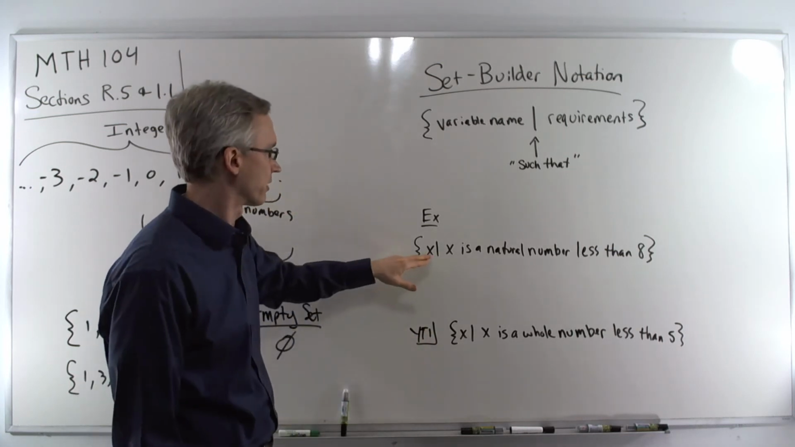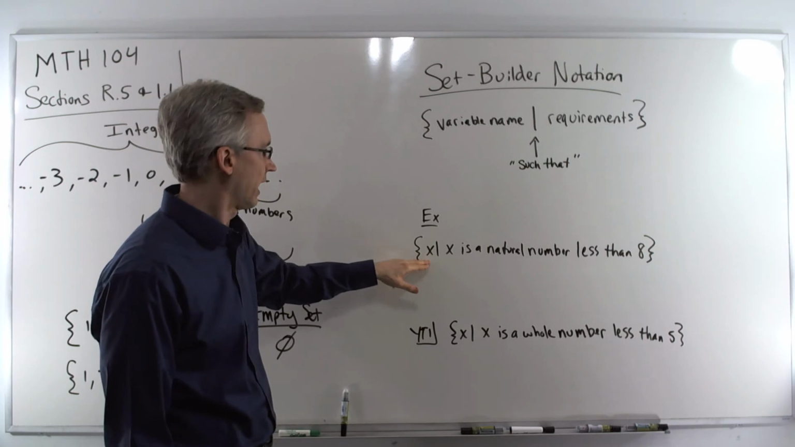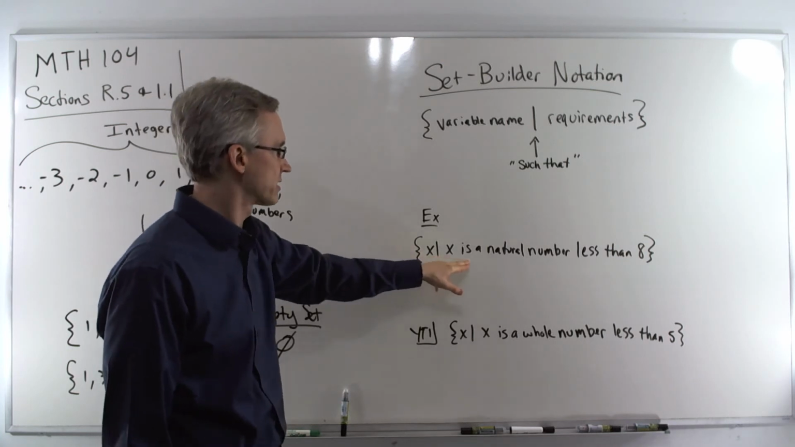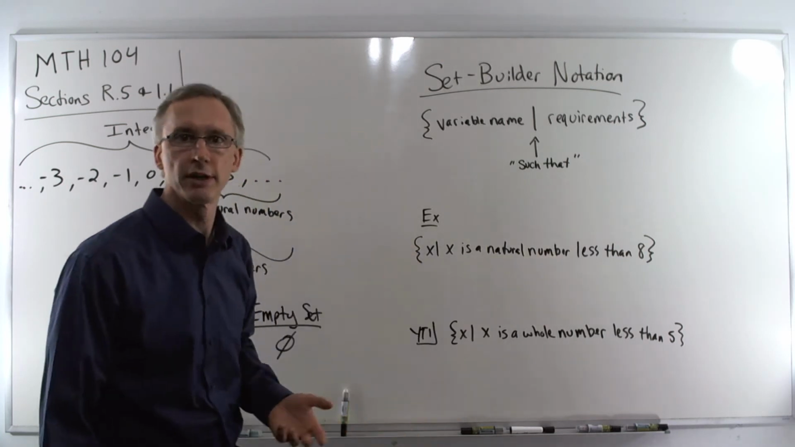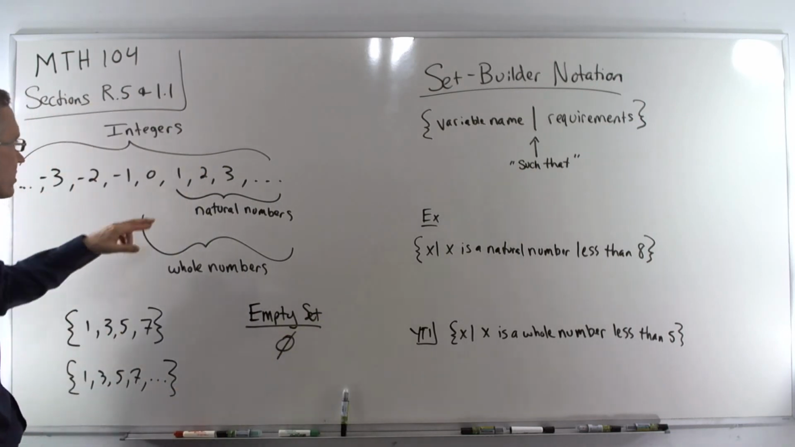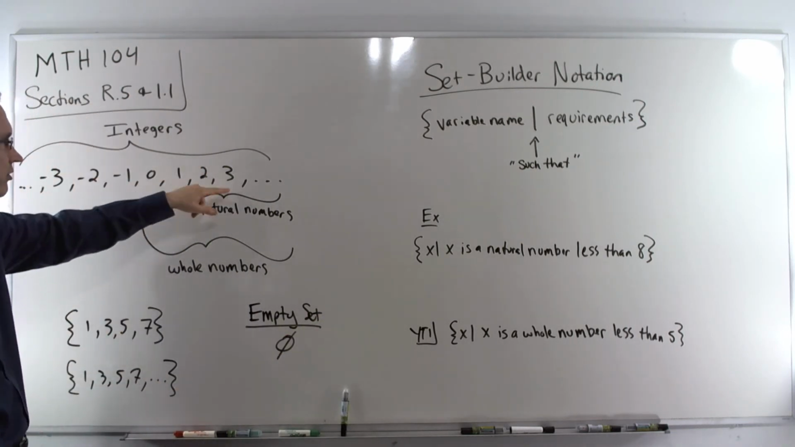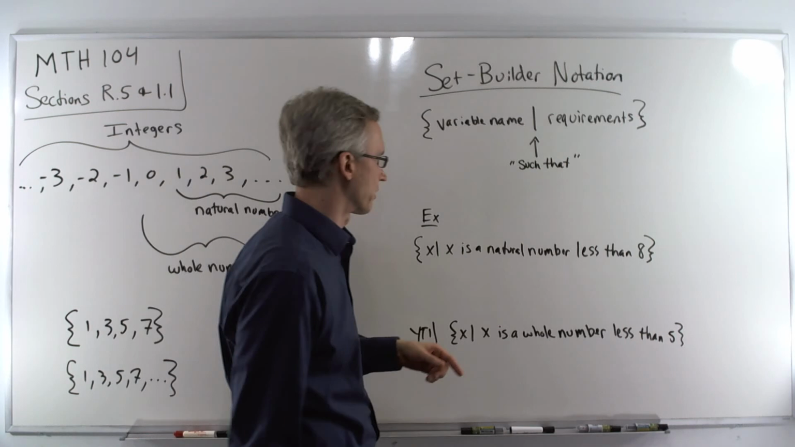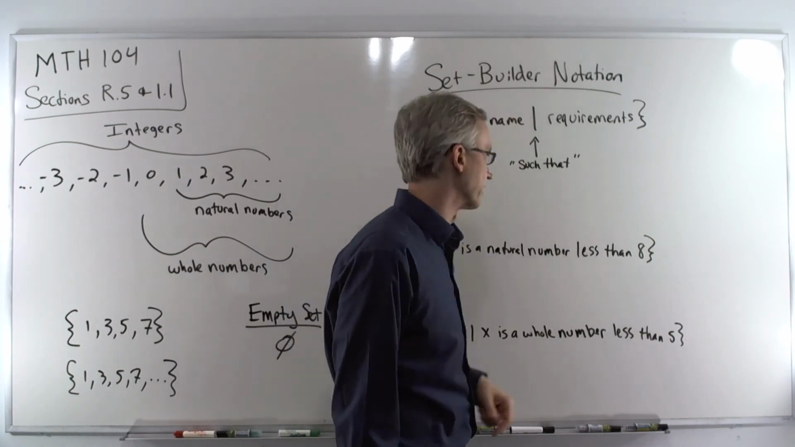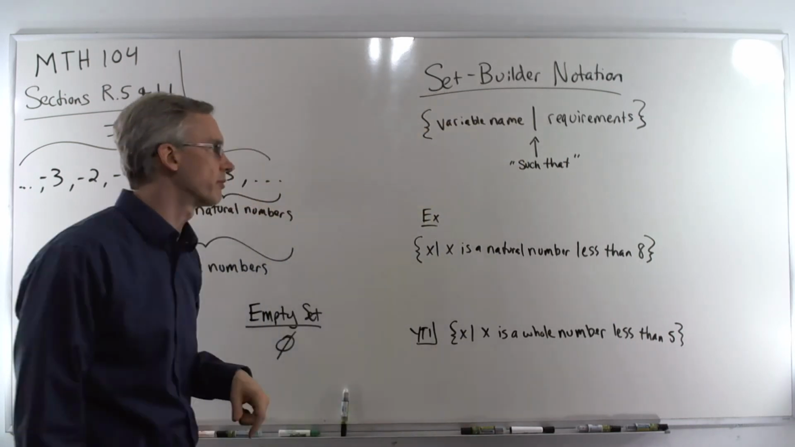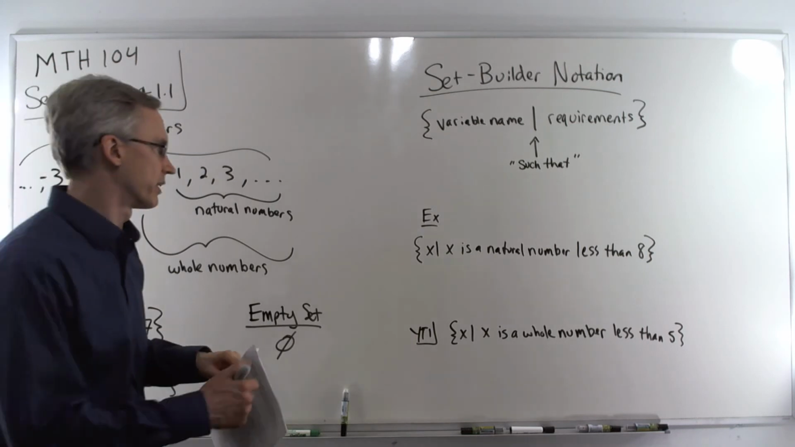So we could put something like this first example. x such that x is a natural number. So we've already narrowed it down from all the real numbers to just the natural numbers. Now we're talking about 1, 2, 3, and so on. And then this other requirement here, less than 8. So it has to be a natural number less than 8. So let's figure out what that's going to be.